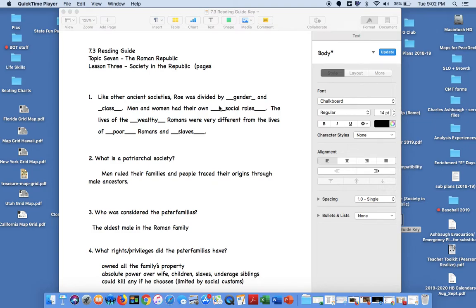Alright, like other ancient societies, Rome was divided by gender and class. Men and women had their own social roles, and the lives of wealthy Romans were very different from the lives of poor Romans and slaves.